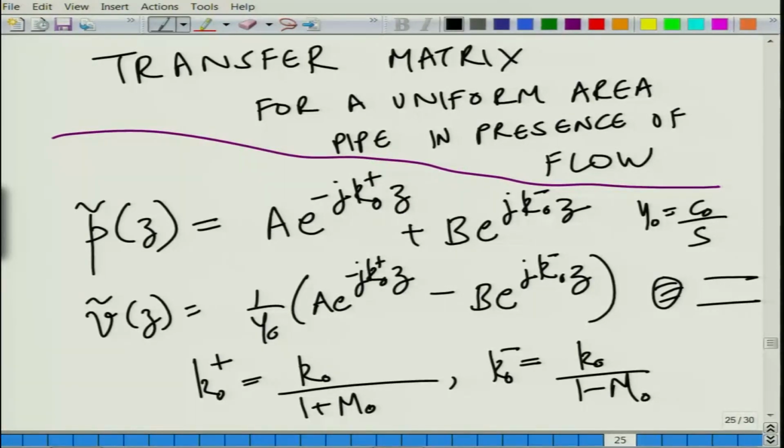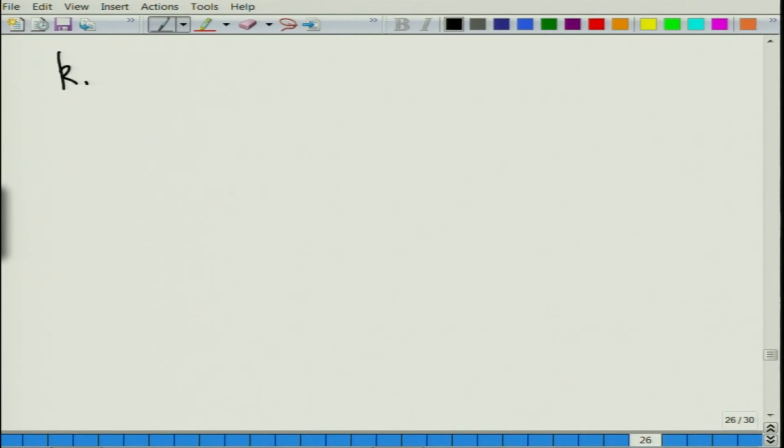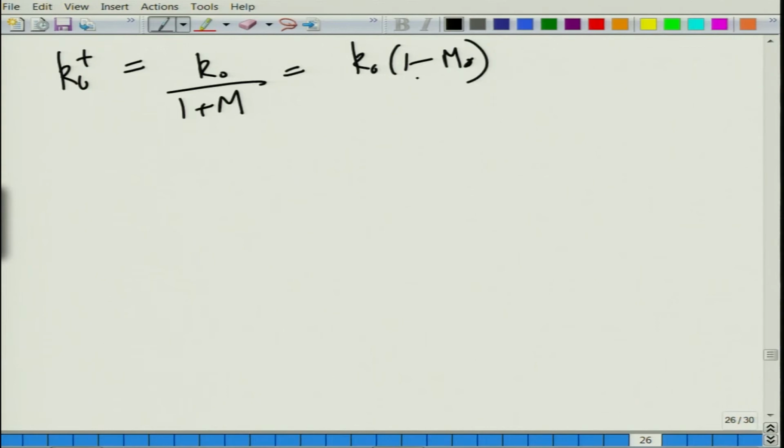So, basically what do we do with this expression? Let's consider K naught plus first. Like I said, this is written as K naught 1 plus m. So, we can write this as K naught into 1 minus m naught and 1 minus m naught square. So, I can introduce a new quantity K c and 1 minus m naught.